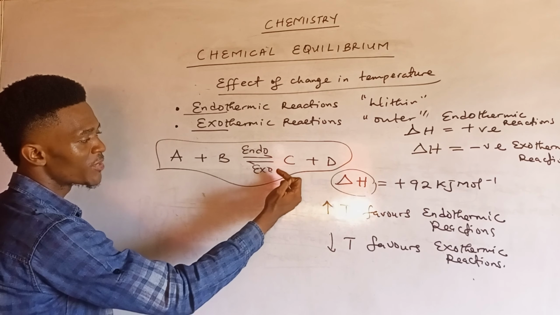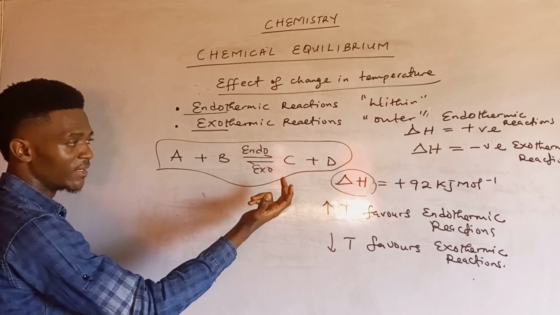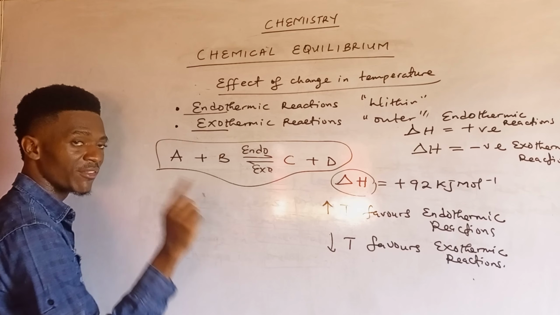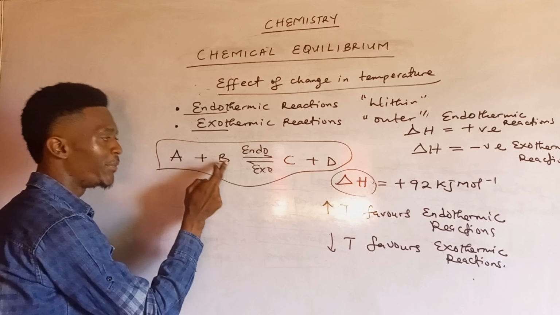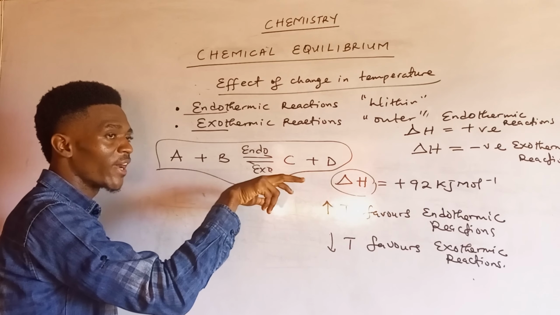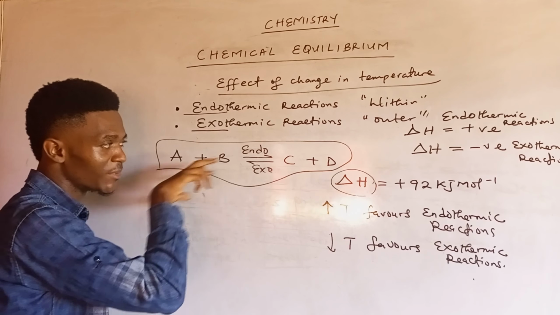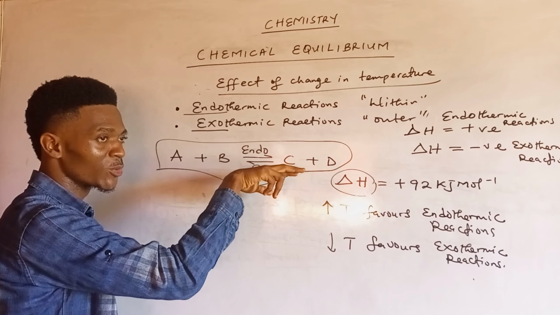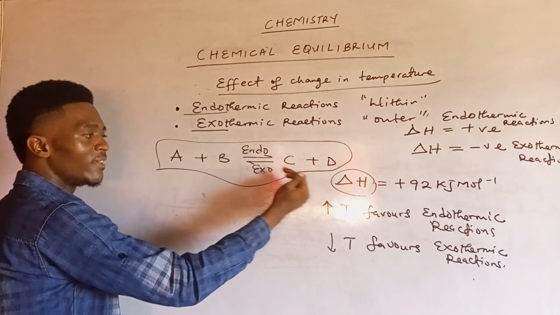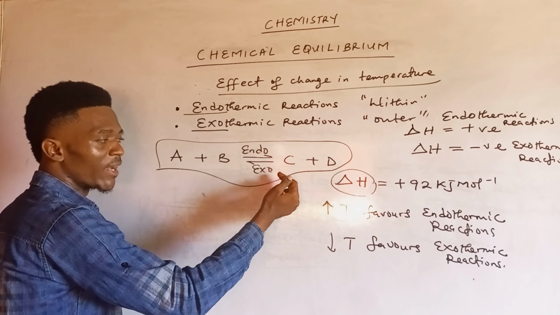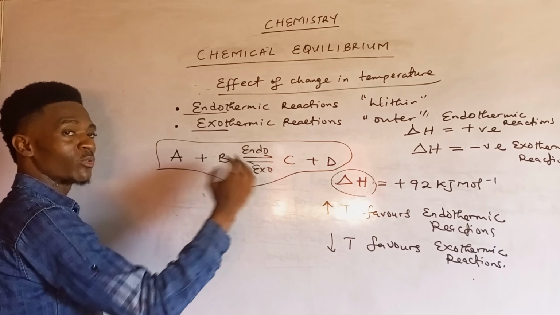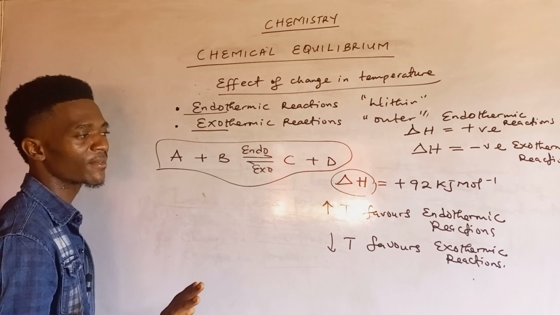If you say equilibrium shifts to the left, what does that mean? Shifting to the left means that the backward reaction is favored and more of A and B are formed. That's what it means. So favoring the forward reaction, you can tell me now that it means equilibrium is shifting to the right and more of C and D are formed. Then shifting to the left means that more of A and B are formed and the backward reaction is favored. So that's what it means.